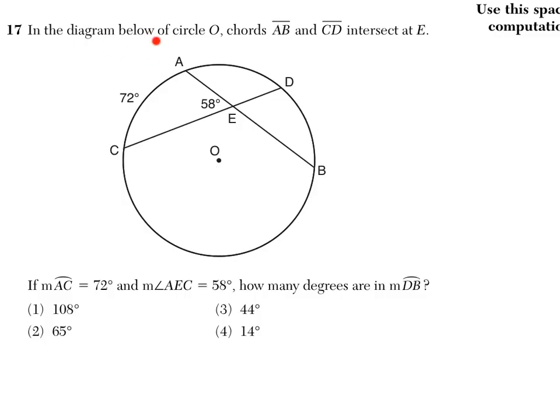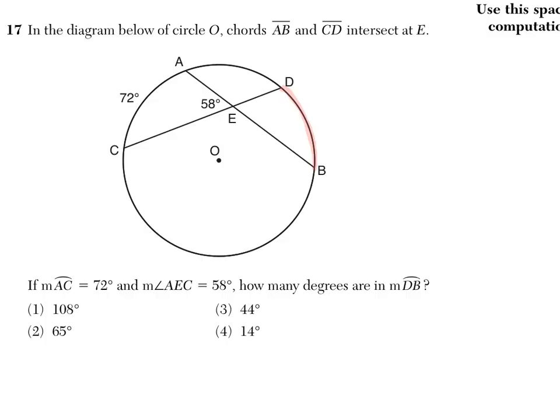Question 17. In the diagram below of circle O, chords AB and CD intersect at E. It says if arc AC is 72 degrees and angle AEC is 58, how many degrees are in arc DB? So this is our objective, and we're going to need to figure this out. Well, what do we remember? We remember that if two chords intersect inside a circle, like we have right here, this angle equals 1/2 this arc plus this arc. So let's write down that formula, and then let's fill in the blanks.